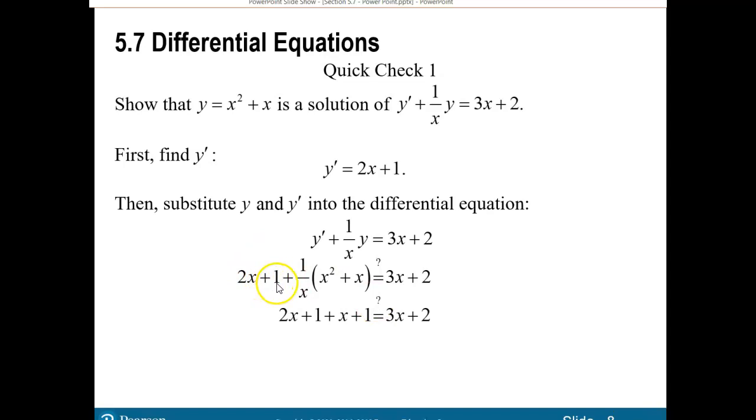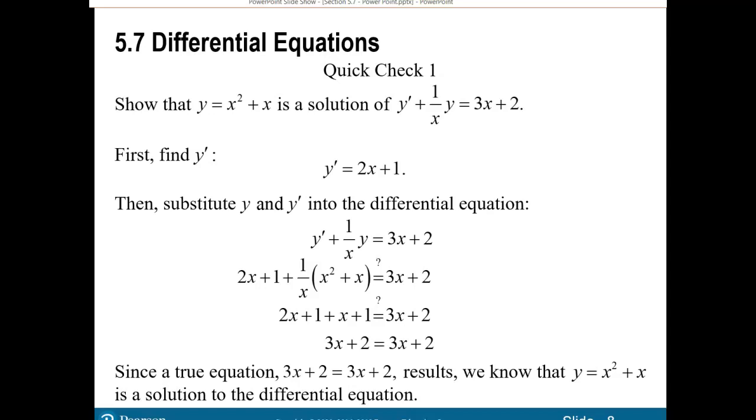So the 2x plus 1 stays here. We're going to distribute 1 over x through the parentheses. So 1 over x times x squared is just x. That's this x right here. Plus, and then 1 over x times x is the 1. And then on the left side, if I combine like terms, I get 3x plus 2, and that's what it was supposed to equal, right? So that is verified. Since a true equation results, we know that our y equals x squared plus x is a solution.